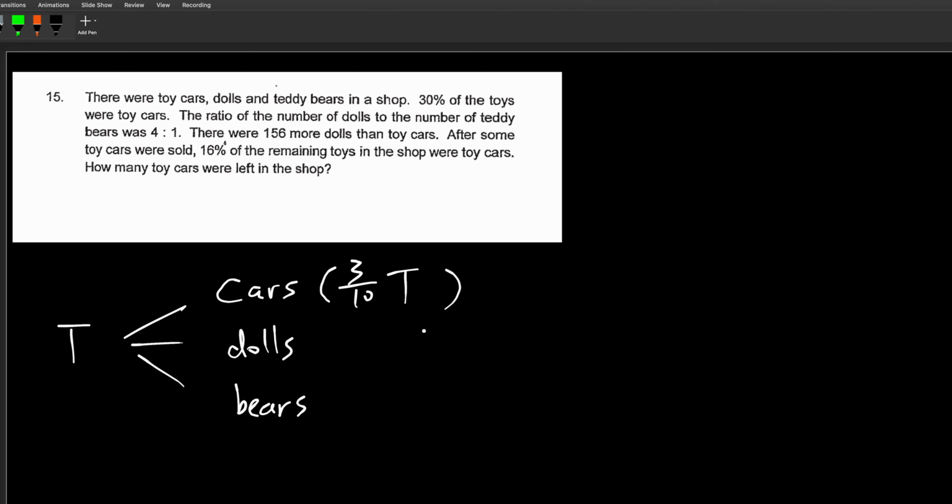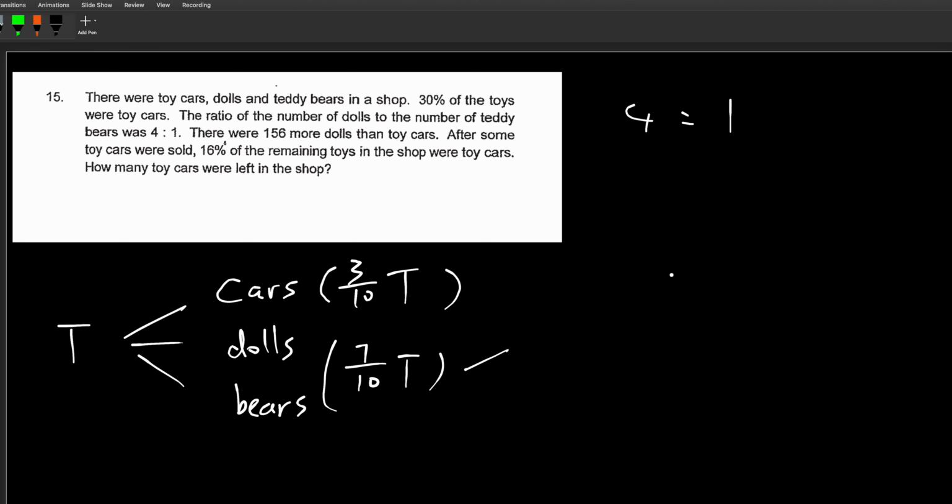And now, that means 7 out of 10 T will be for the toys and the bears. Does it make sense? So that's the branch. Okay? And now it says the ratio of the number of toys to the number of teddy bears was 4 to 1. So that means 4 to 1. This is ratio, right?